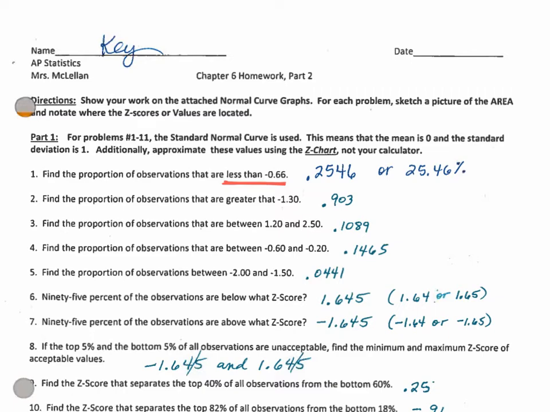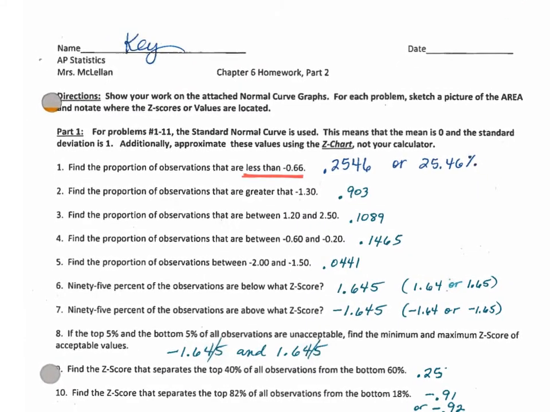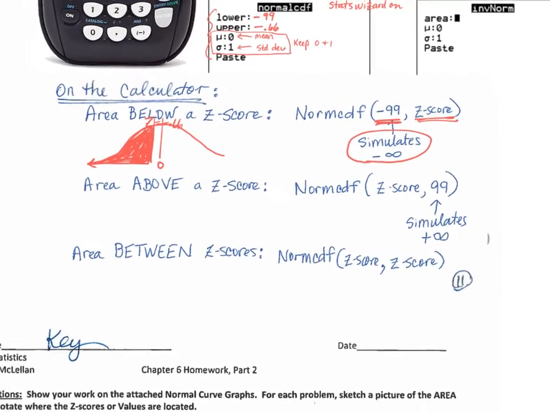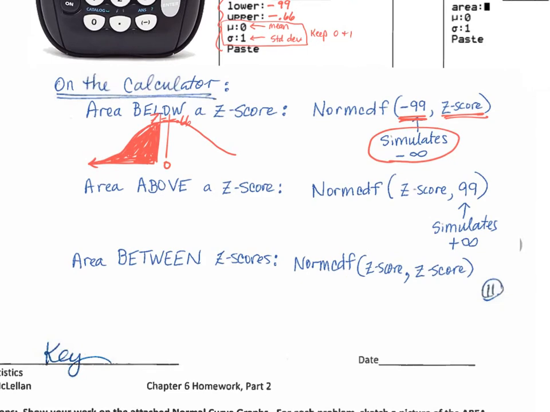I'm not sure. All right, so let's see what it's like to find the area greater than a particular number. Number 2 said find the proportion of observations that are greater than negative 1.3. So let's look at this. On our calculator, we're doing the area above a z-score. So here's our mean of 0. We're going to go from a z-score of negative 1.3 to positive infinity.